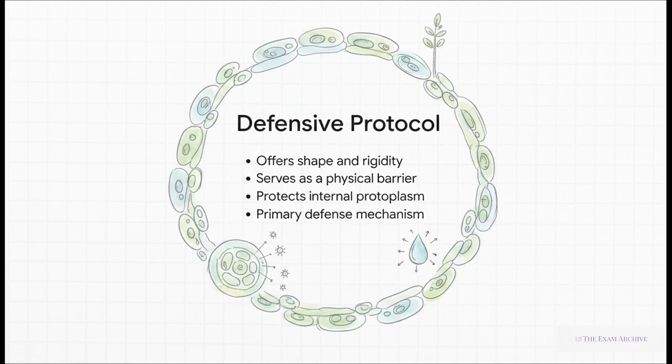First, it offers a definite shape and rigidity to the cell, which is exactly why plants can stand so tall. Second, it serves as a physical barrier for several molecules. Third, it provides immense protection to the delicate internal living protoplasm against any mechanical injury. Fourth, and honestly, this is just an elegant piece of engineering. It prevents the cell from bursting by maintaining osmotic pressure when water rushes into that central vacuole. And finally, it acts as a primary frontline mechanism of defense against invading pathogens.